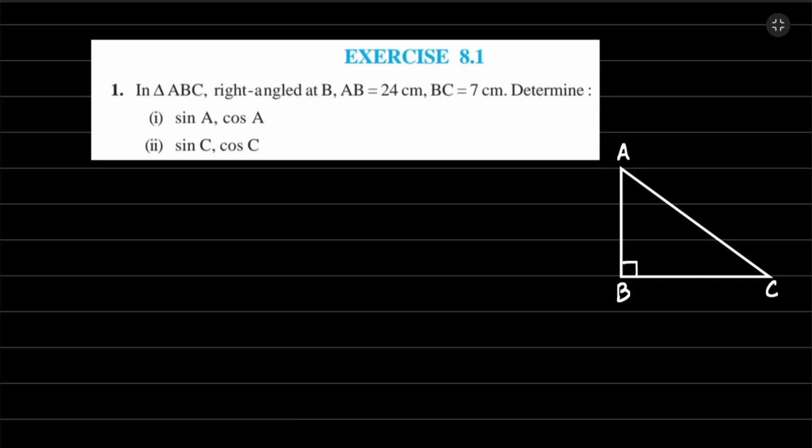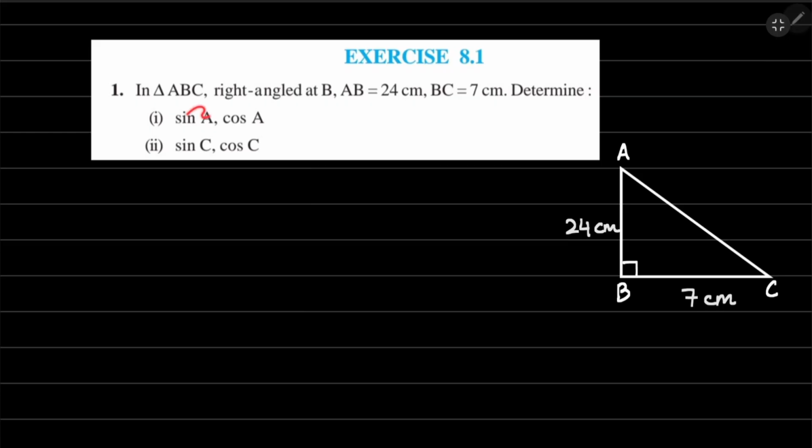The very first question is, in triangle ABC, right angled at B. So you have to draw a right angle triangle ABC, which is right angled at B. AB is given as 24 centimeters. BC is given as 7 centimeters. You have to determine sin A and cos A value.